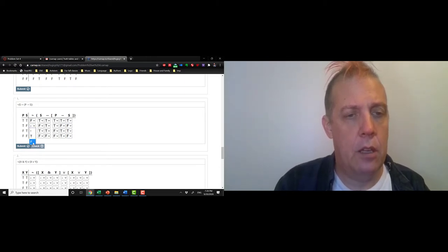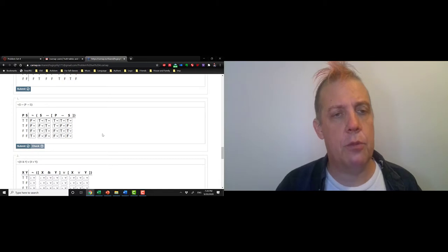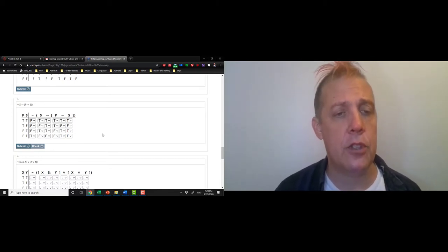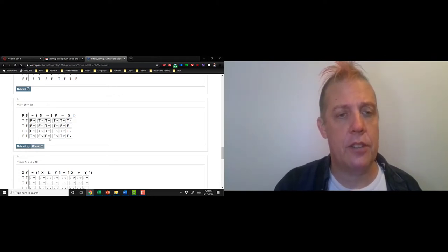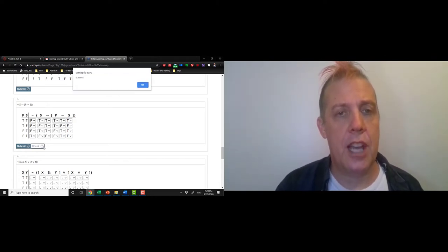Notice, by the way, that Carnap uses a different symbol for the negation. It uses what they call the turnstile instead of the tilde, the little squiggly line, but it just means the same thing, and so it's pretty easy to make sense of. In any case, we hit check, and we get success.